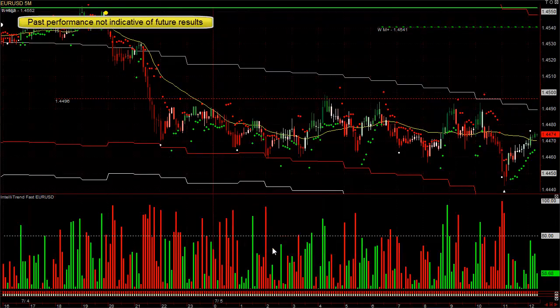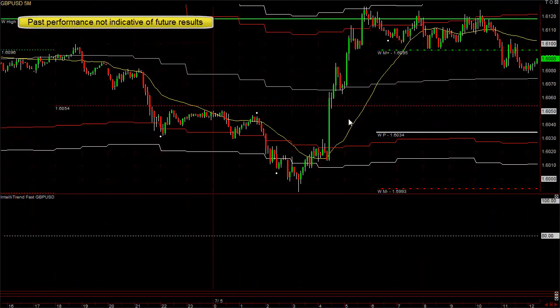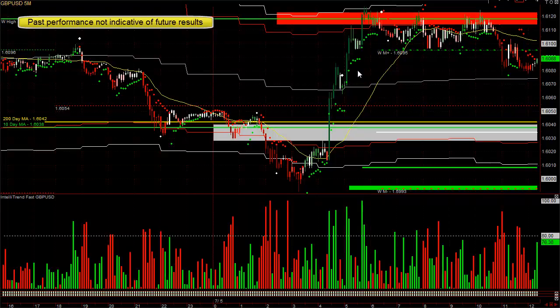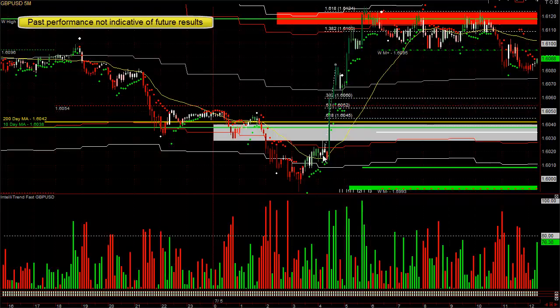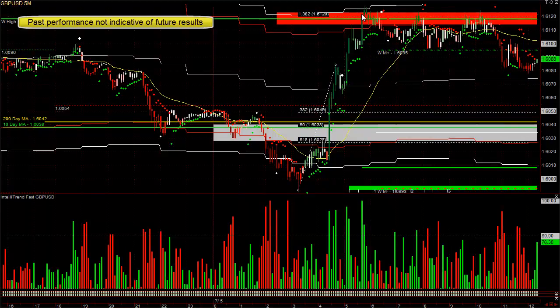Let's just showcase this on a few other pairs today. Pound dollar exploded up here. Notice the fib level on there. It never really went more than a few measly pips above the 1.382 fib target here. It also hit the upper containment band. So that makes a great place to get out of the trade.